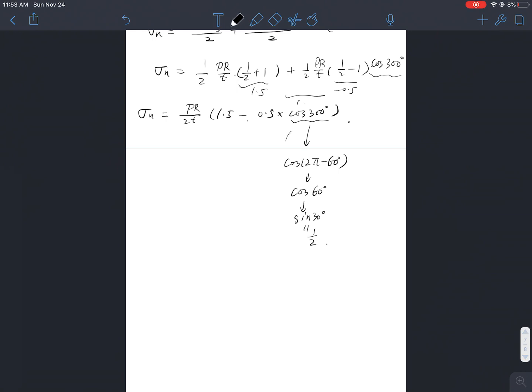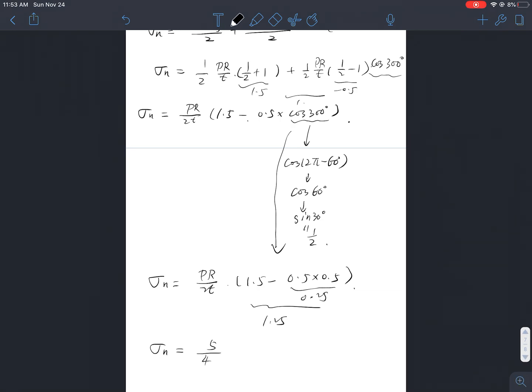After this tiny process, I get sigma n equals PR over 2T times 1.5 minus 0.5 multiplied by 0.5. So this is a quarter, which gives me 1.25. So sigma n equals 5 over 4 multiplied by PR over 2T, so 5 PR over 8T.